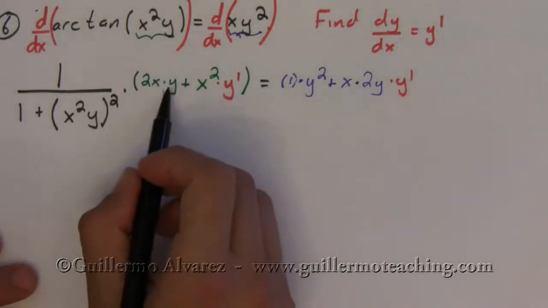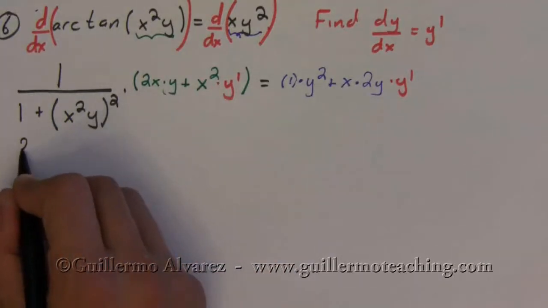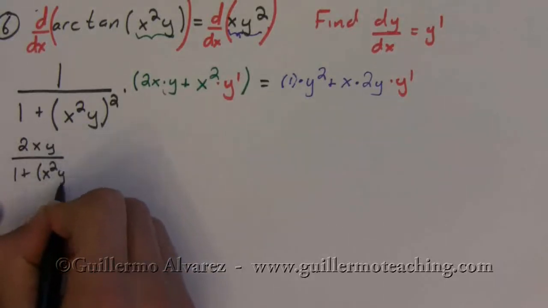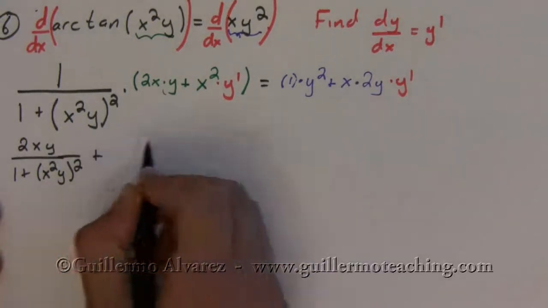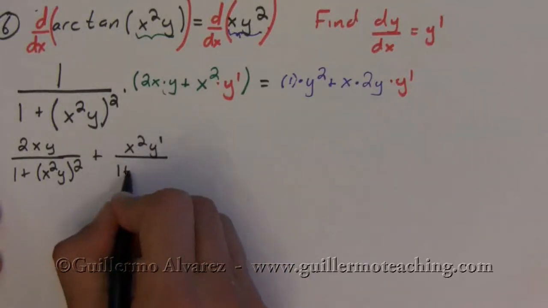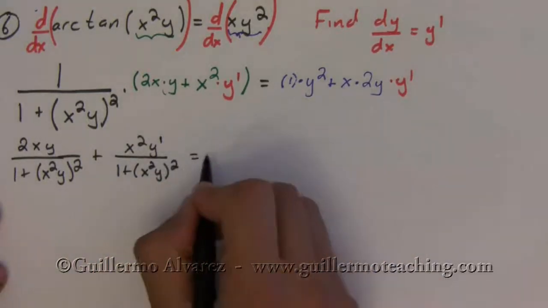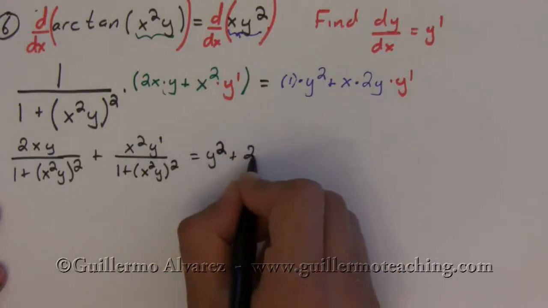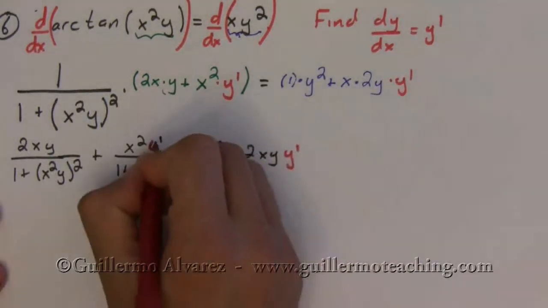And so what we're trying to solve for here is y prime, and so we've got to clean this up a little bit. So if we distribute this denominator onto both of these terms, we're going to have 2xy over 1 plus x squared y all squared plus x squared y prime over 1 plus x squared y all squared. And this is equal to y squared plus 2xy y prime.